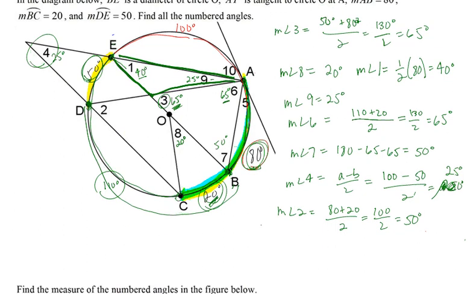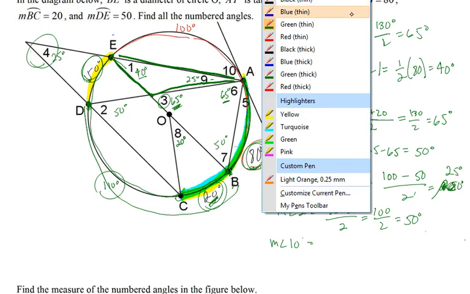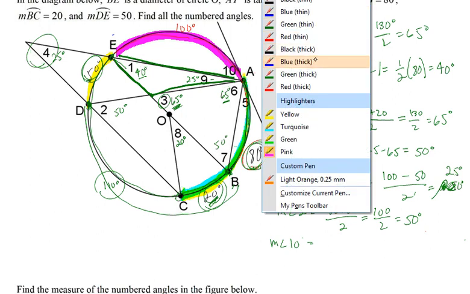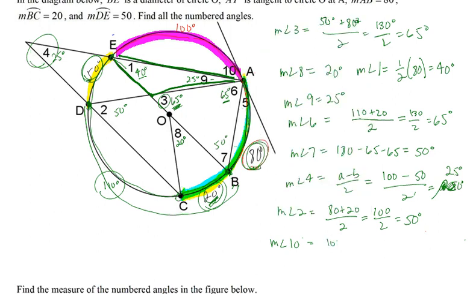And let's see, I've got angle 10 left over. I'll label angle 2. Angle 10, let's see, where are we? Yes, that rule we learned today, that the measure of an angle formed by a chord and a tangent is half the measure of the intercepted arc. So the intercepted arc is 100 degrees, so it's going to be 1/2 of 100. 100 divided by 2 is 50 degrees.